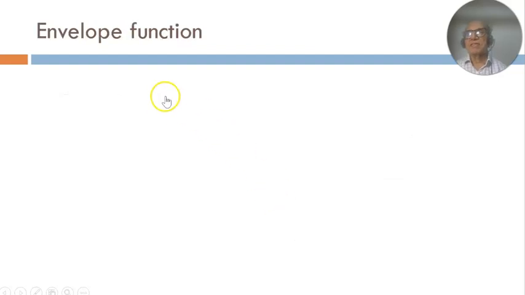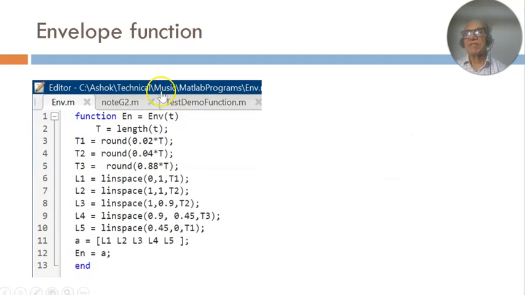Alright. So let us see the function itself now, the complete program for the function. It's now easy to understand. Function En is equal to envelope of T. So you first find the length of T, then take 2% of T, round it so that you get an integer. Then another value we had used was 4%. So T2 is 4% of T. Then we had 88%, that is the sustain phase. Now generate L1. So that is the attack, 0 to 1. L2, that is a small sustain, 1 to 1, T2. L3, that is a decay. So that goes from 1 to 0.9.